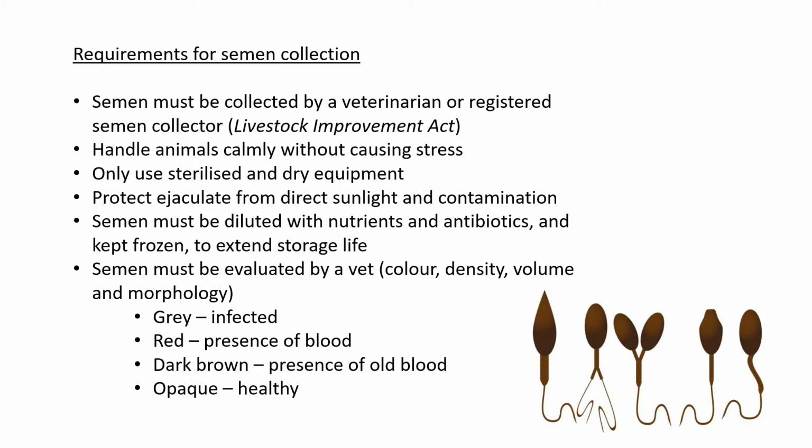Then also semen must be diluted, so meaning usually you put stuff with it, usually with nutrients and antibiotics. So again, the nutrients is there to feed the sperm to keep it alive, and the antibiotics is to ensure that if there was any bacteria in among the sperm, it kills the bacteria, which will cause the sperm to stay alive longer. And also it must be kept frozen, also to extend the storage life. So usually you take the semen and it's not necessarily used immediately. So it must be stored until it can be taken to the cows where they need to be serviced. So it must be diluted with nutrients and antibiotics and also frozen to keep it alive.